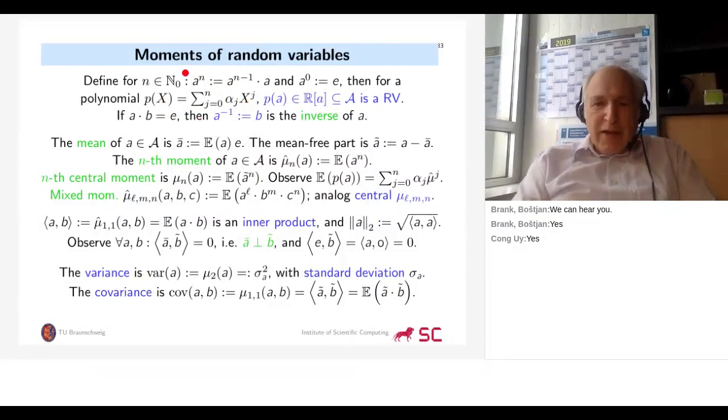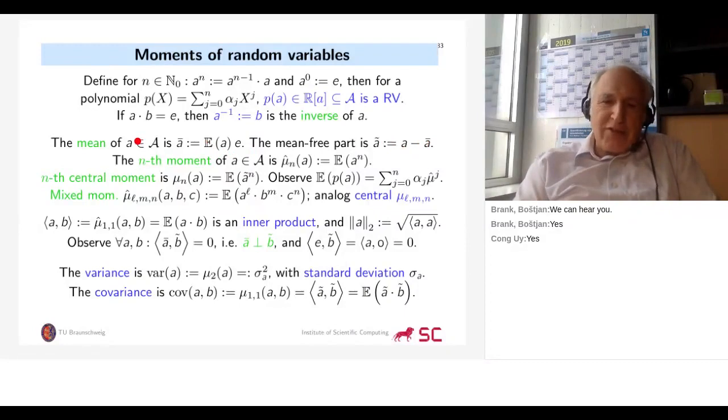The expected value of something like this is what you call the moments. If you take the random variable by itself, you call this the mean. The mean free part is the random variable minus the mean, and the mean is a constant random variable. The nth moment is the expected value of the element to the power n. And the central moment is when we take the mean free part and then take the nth moment of that.